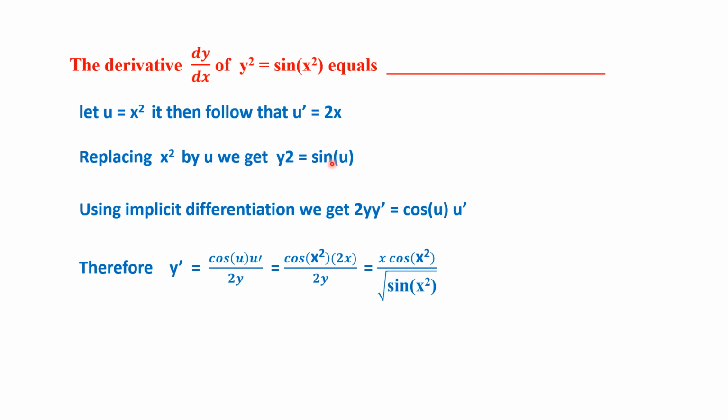But y is nothing but the square root of sine x squared. Therefore, the answer is x cosine x to the power 2 divided by the square root of sine x to the power 2.